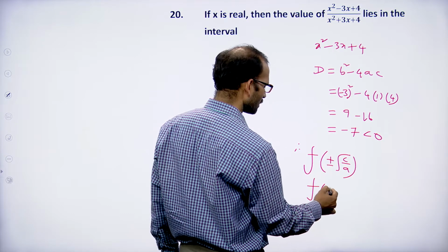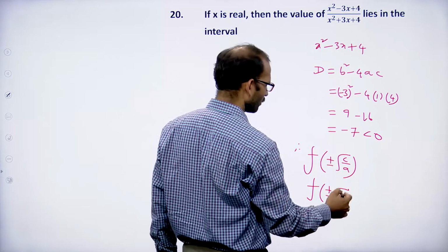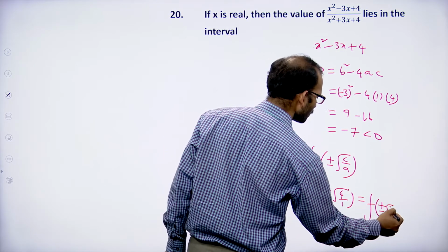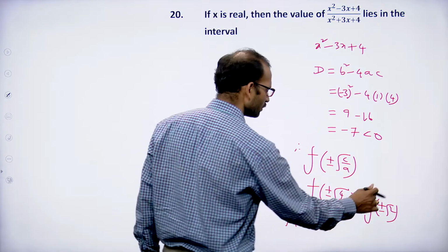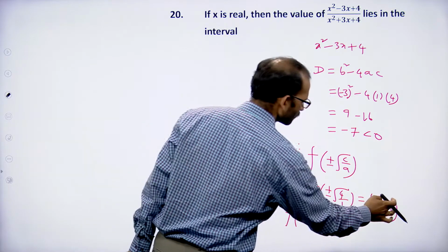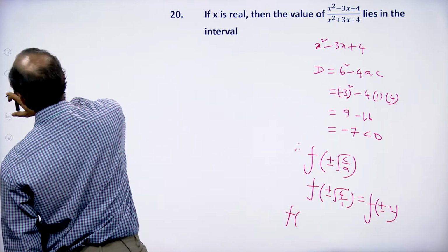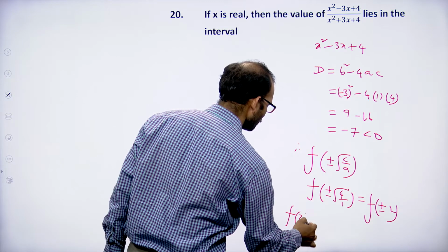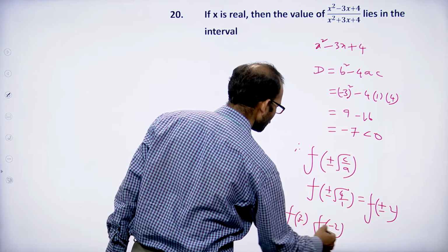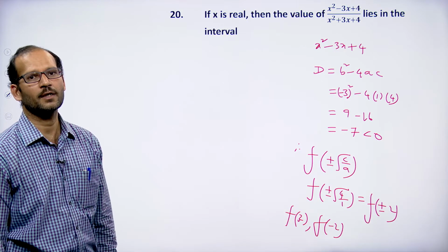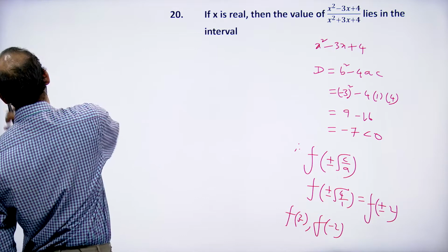So, f of plus or minus root c by a, what is c here? 4 by 1, that is f of plus or minus root 2. So, f of 2 comma f of minus 2. So, in these values the function lies. Is it okay? Now, let us see the solution.